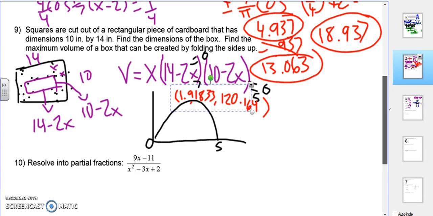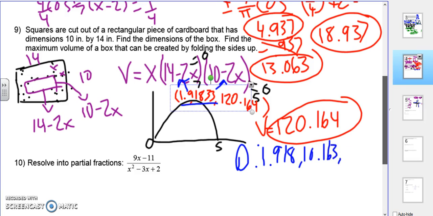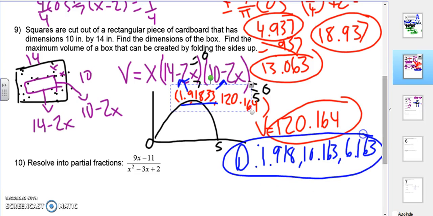Now, what does the question say? Find the maximum volume. Well, the y value is the volume, so 120.164. If it asks, oh, it also asks for the dimensions. So, whoa, there's my volume. My dimensions, it gives me the x value. I have to plug those in to each of those and then round to get my dimensions. So obviously 1.918 is my one dimension, my length. And then if I plug it into the other two, I should get 10.163 and 6.163. So those should be my three dimensions, length times width times height.